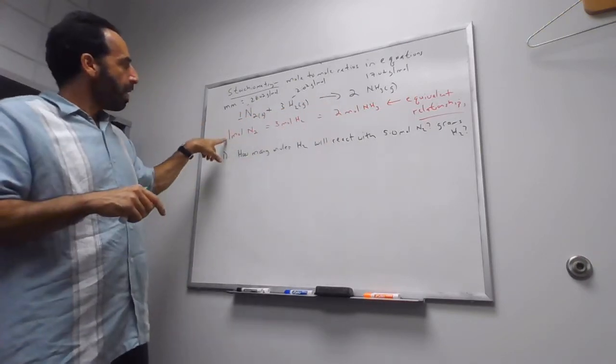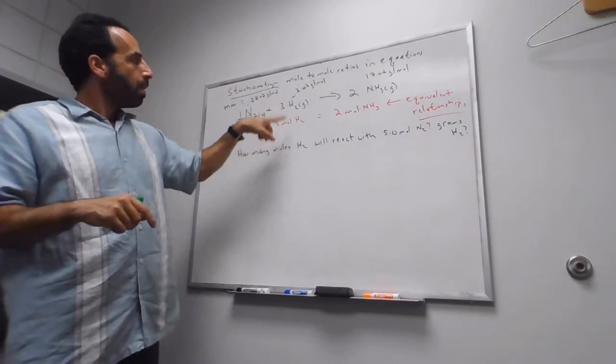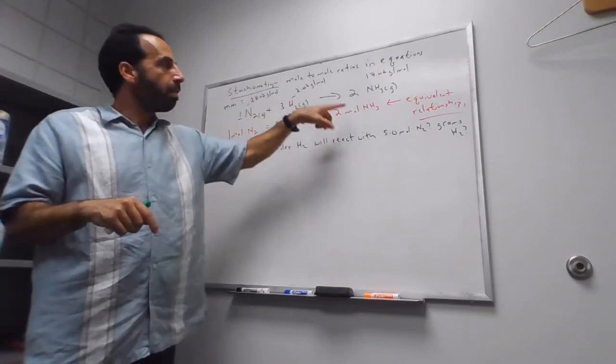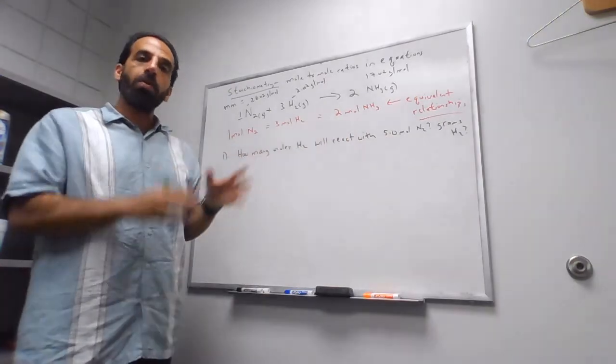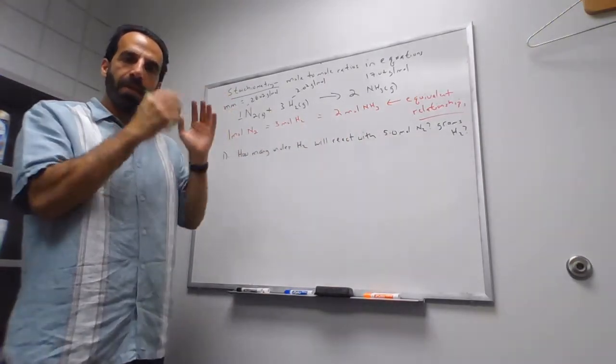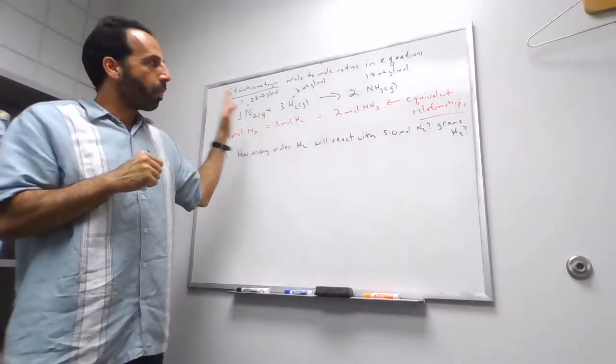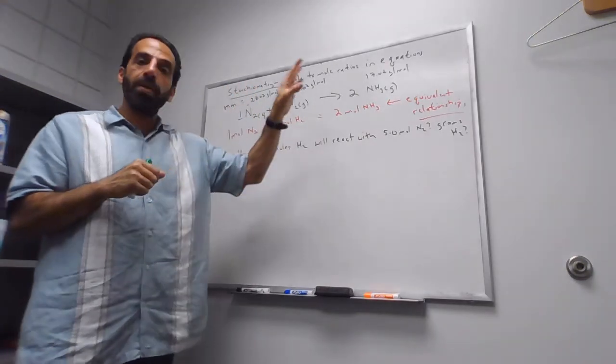And so let's look at this. I got 1 mole of nitrogen reacts with 3 moles of hydrogen to form 2 moles of ammonia. And so to make ammonia, and we use this gas to make fertilizers and stuff, we need to have this correct ratio, a 1 to 3 to 2 ratio.